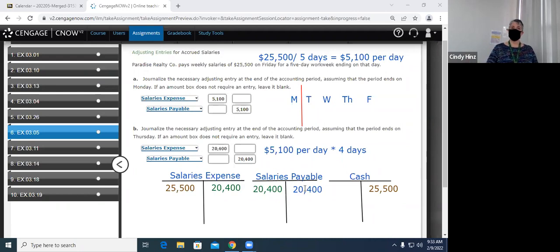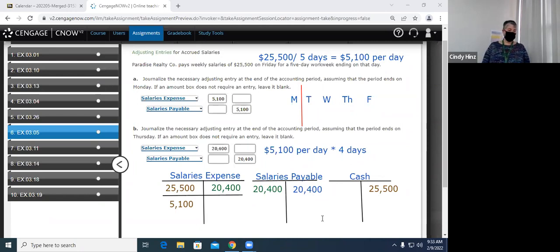The end result is the same. The balance in this T account after we reversed the adjusting entry and then paid our employees on Friday, the end result is exactly the same. Our balance would be $5,100 in the salaries expense, and we used $25,500 of our cash, and the salaries payable is at 0.